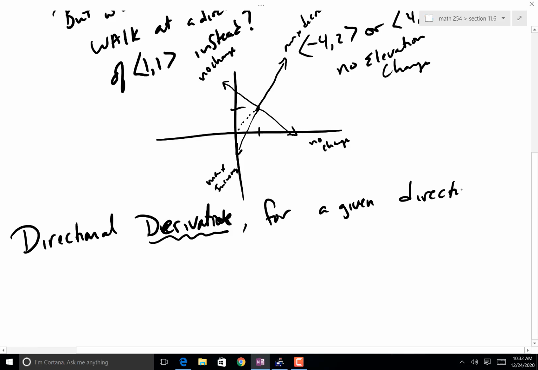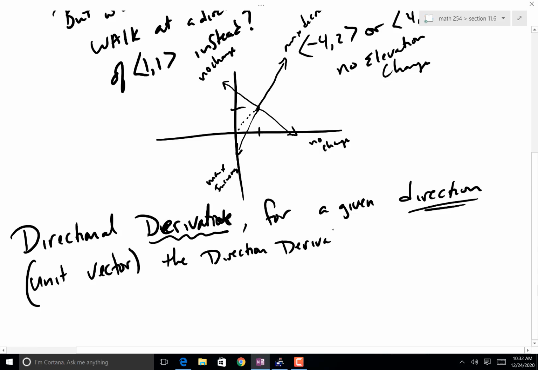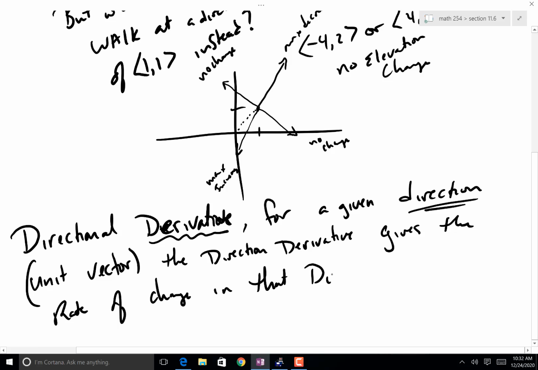So for a given direction, wait a minute, doesn't that entail a unit vector? That's right. Because remember, we talked about unit vectors. They are 1 unit long, so the only thing they talk about really is which direction. Okay, so which direction are we going in? And they're a unit vector. Given a direction, the directional derivative talks about the rate of change in that direction.